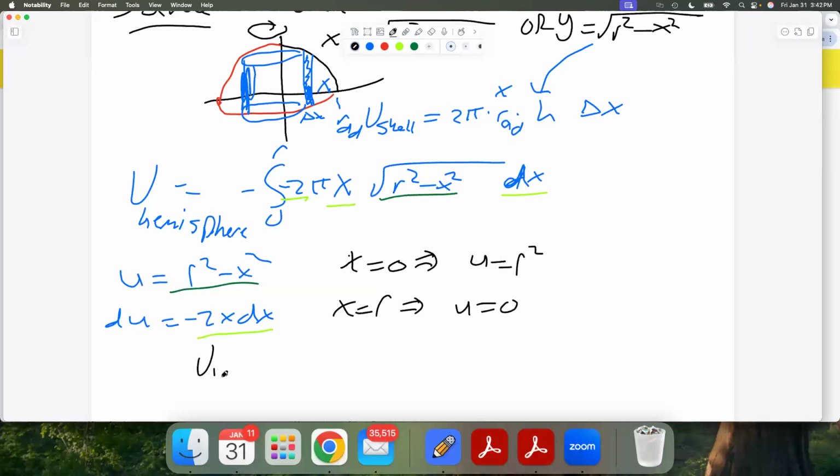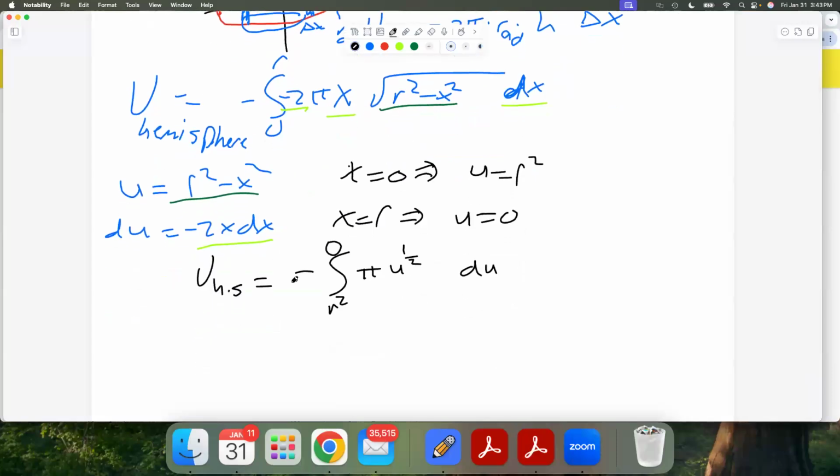So the volume of the hemisphere, half of the sphere, will be the negative integral from r squared to 0. The pi comes along, and the 2, the x, the dx, and the negative all go into du. And then this will be square root of u, or u to the 1/2. Now, I don't feel like having this negative out front, and I don't like having my limits in the wrong order. I like smaller on the bottom. But remember our rules of integrals, I can swap the order here by getting rid of that negative.